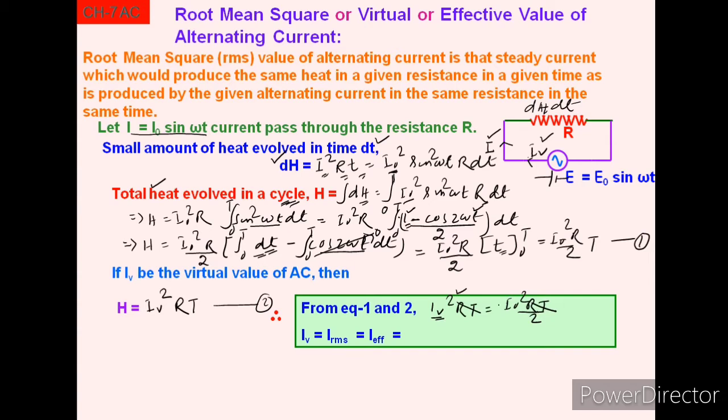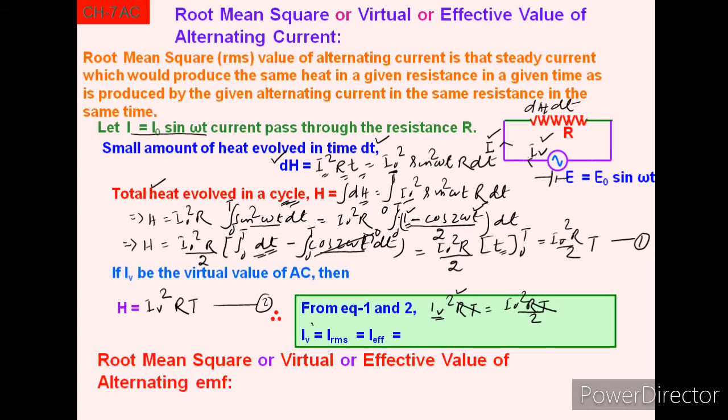The square, when we take on this side, right hand side, so we'll be getting IV, which is also known as root mean square value of current or effective value of alternating current. So that will be equal to I naught divided by root 2, or this is equal to 0.707 times of I naught, or this can be written as 70.7% of I naught, right? So this is expression for IV.